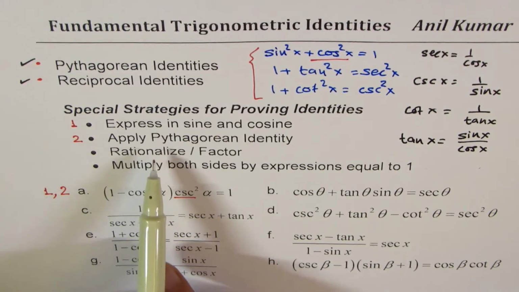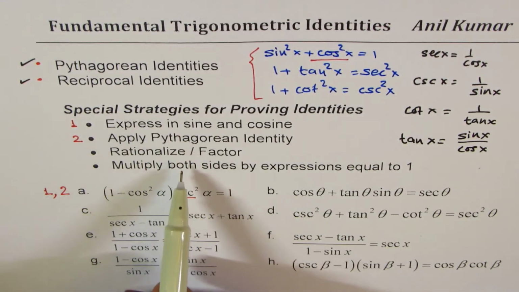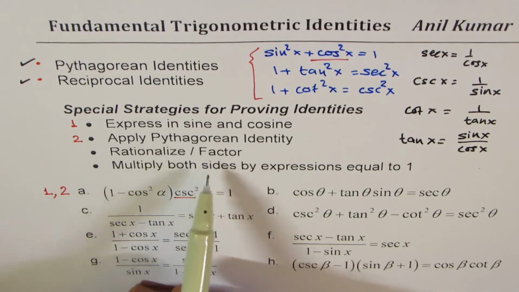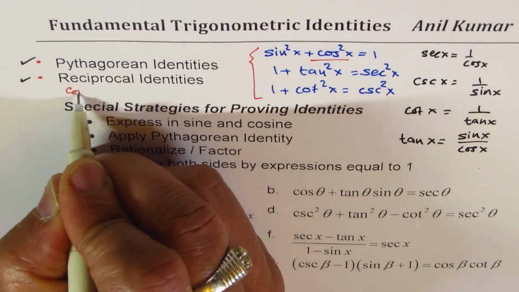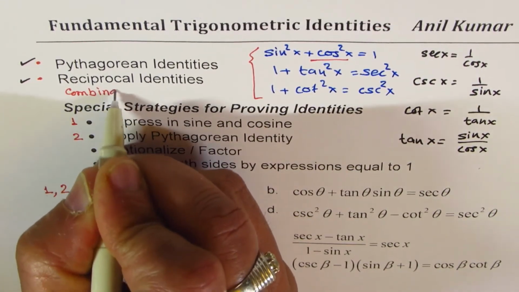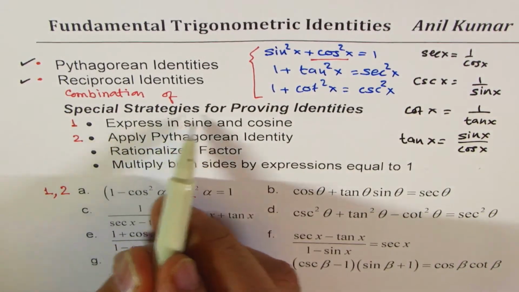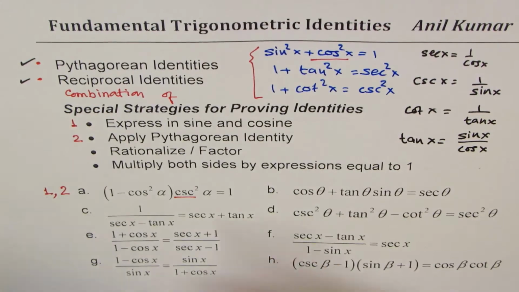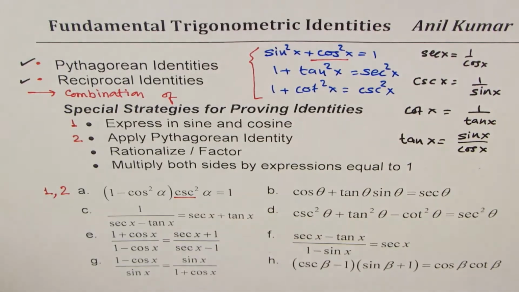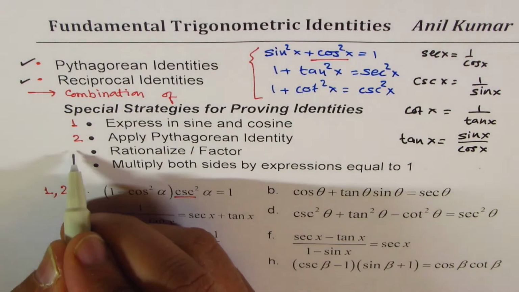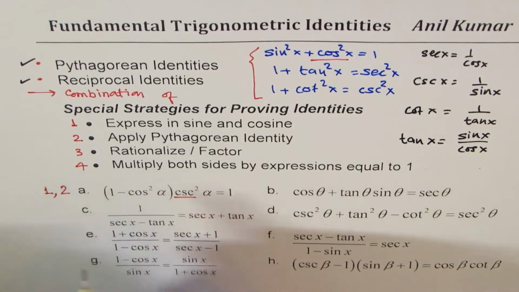So what I'm trying to say here is there are strategies. Combination of these help. So we need combination of special strategies for proving identities. Let me say that, right? Now I hope it makes sense. So we're talking about 4 strategies here.